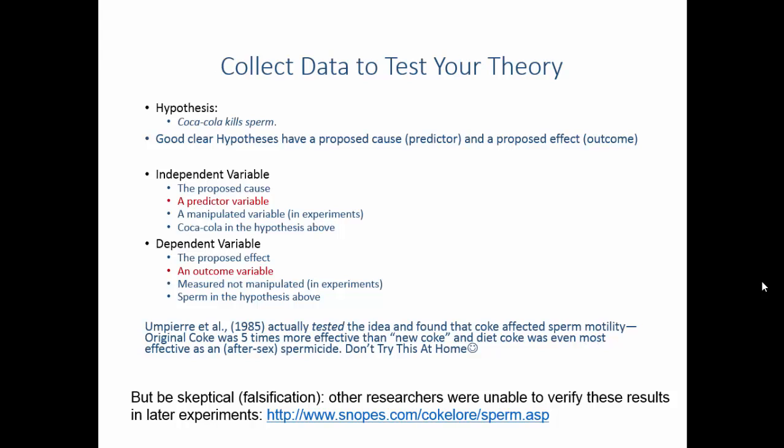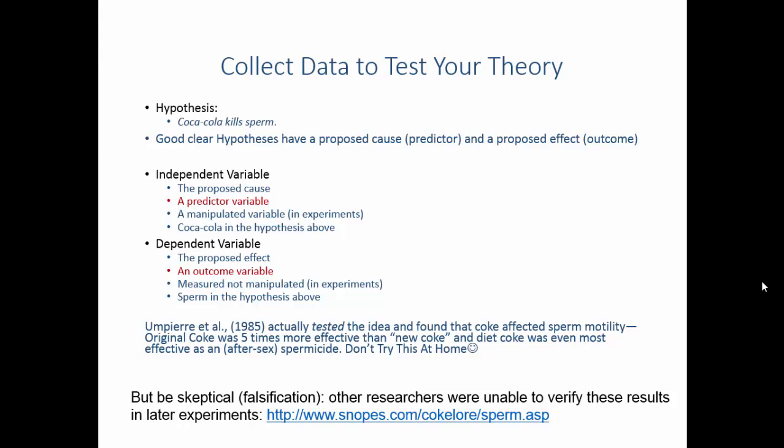By the way, the bottom line is don't try that at home. There's certainly reason to be skeptical of the claims in that paper. So notice that hypothesis, it's a very good, clear hypothesis. Maybe a weird one, but it has a clear proposed cause and proposed effect. When it comes to writing your APA papers later, you're going to have to be describing the background theory for why you did the experiment that you did.